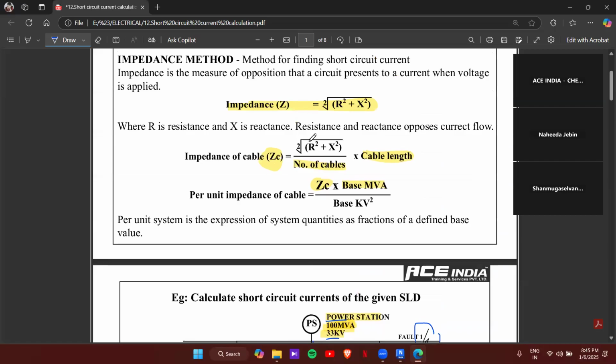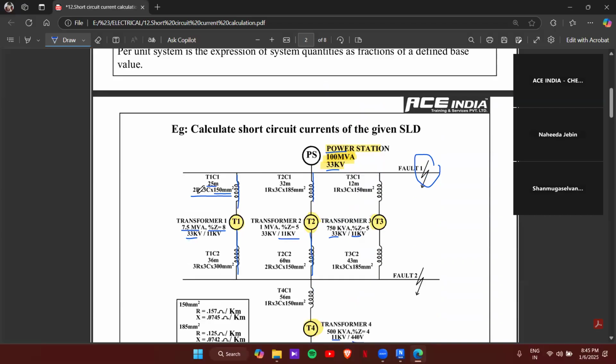So the equation is root of R square plus X square divided by number of cables into cable length. And number of cables means the runs of the cable. So here you can see 2R means 2 runs, means 2 number of cables. 1R means 1 number of cable.